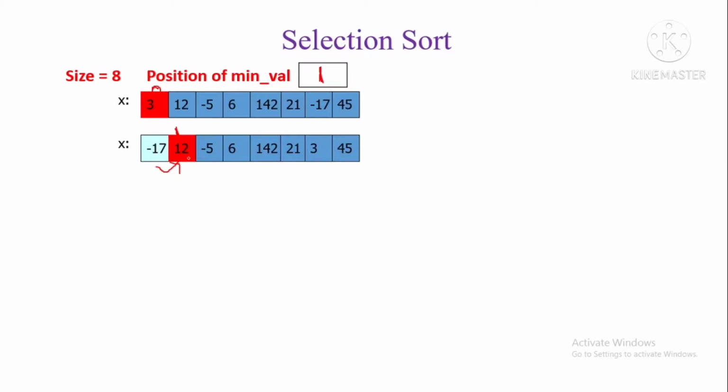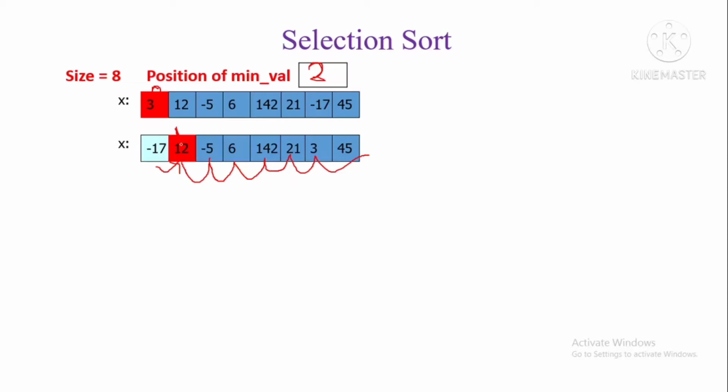So 12 is the minimum. Now this 12 is compared with -5. Since -5 is smaller than 12, you simply change the position. Initially 1 was considered to have the minimal element, now I have changed this position to 2. Now this second element will be compared with the rest of the elements. -5 is compared with 6, 6 is the greater element, -5 is compared with 142, -5 is compared with 21, and compared with 3 and then 45. At the end of this iteration I have got this value 2.